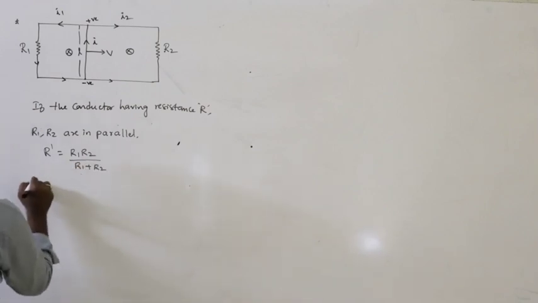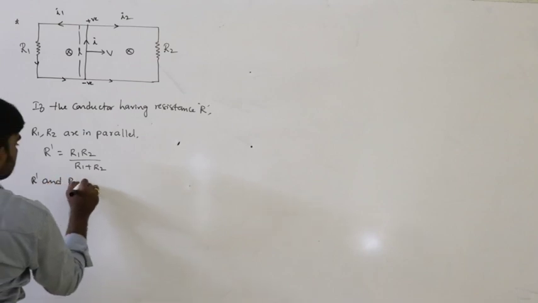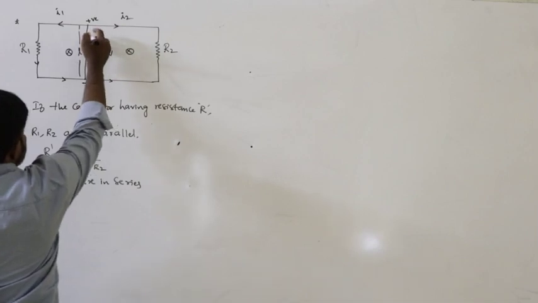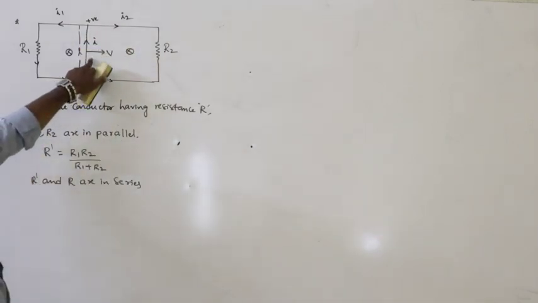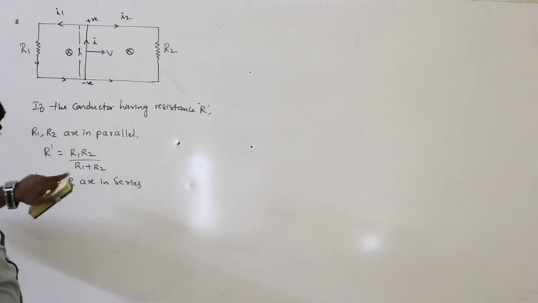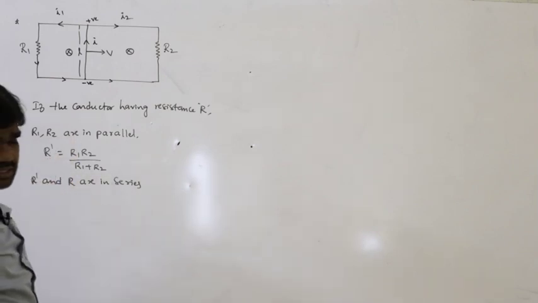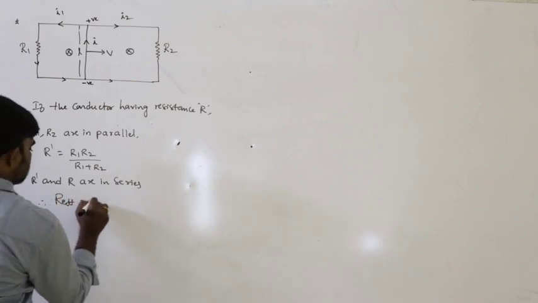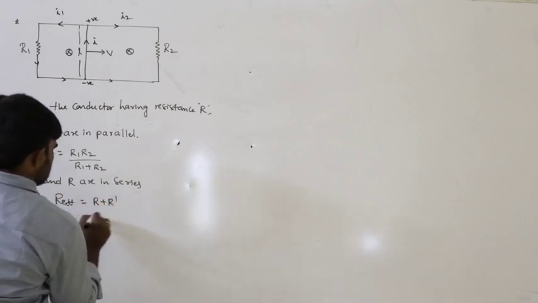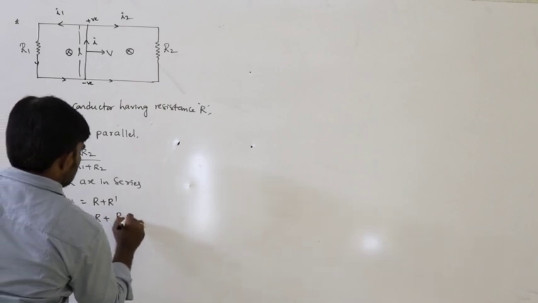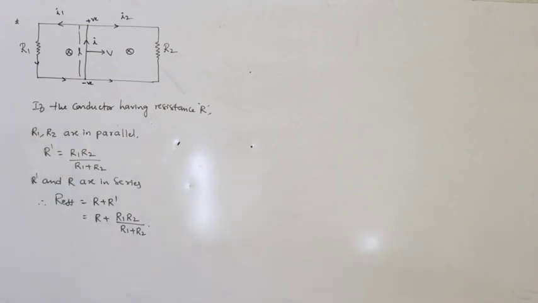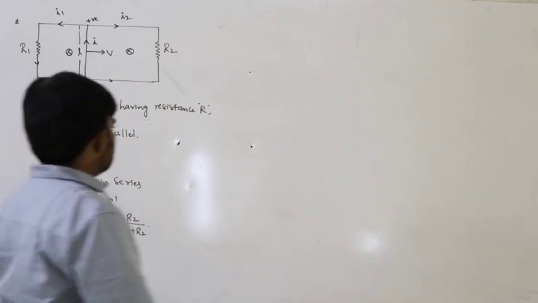And here R dash and R are in series. This conductor has a certain resistance R, and this conductor also has a certain resistance R. That is why R dash and R are in series now. Therefore, R effective in this situation is R plus R dash, so R plus R1 R2 by R1 plus R2. This is the R effective.